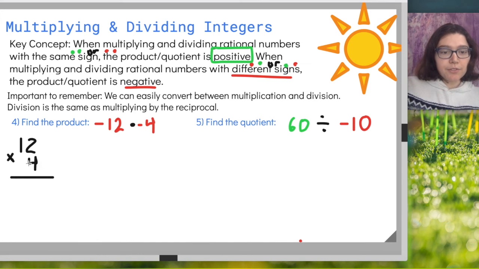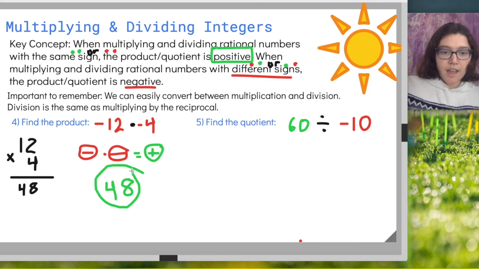Okay, so quick review. I'm going to do 4 times 2. 4 times 2 is 8. And then I do 4 times 1. 4 times 1 is 4, which is right. 12 times 4 is equal to 48. Okay. Remember, like I just said, when we have a negative times a negative, we get a positive because they are the same sign. So that means that negative 12 times negative 4 is going to be equal to positive 48. And that is my product. All right, so again, I just multiply the absolute values, and then the answer becomes positive in this case.